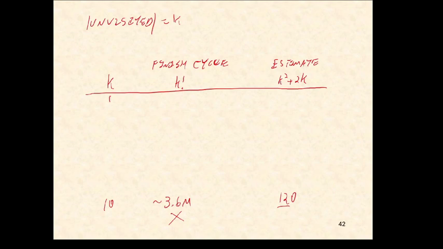All right, let's try small K's. K is 1. So finishing the cycle is cost of 1. Getting the estimate is a cost of 1 plus 2 is 3. Okay, what about 2? 2 factorial is 2. 2 squared plus 2 times 2 is 8. At the small end, it takes longer to do the estimate than just finishing the darn thing, okay? What about K equals 3? 6, and now we've got 9 plus 6 is 15.